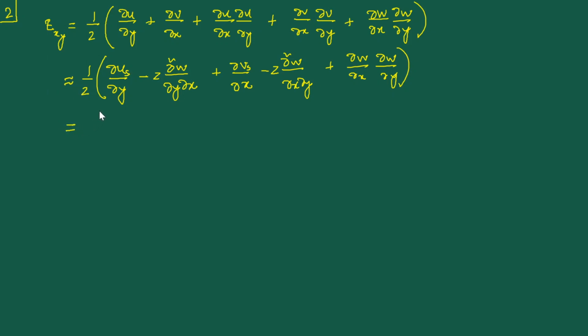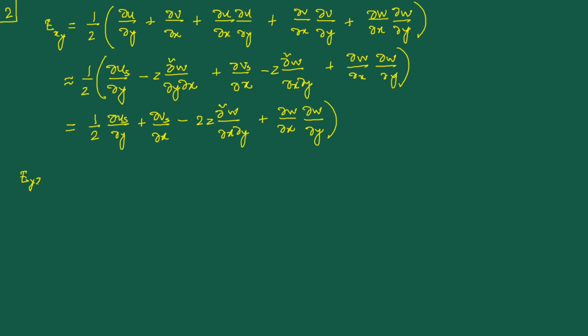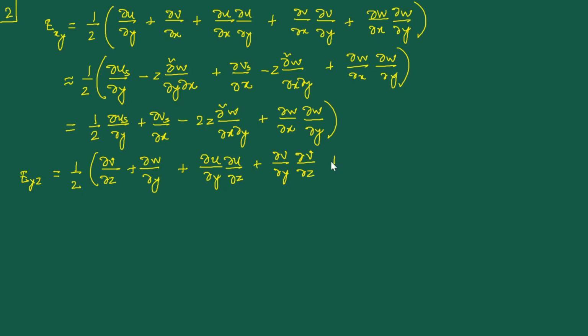Okay, so now this gets simplified to ∂us/∂y plus ∂vs/∂x minus twice z ∂²w/∂x∂y plus ∂w/∂x ∂w/∂y. Okay, next for eyz we have half of ∂v/∂z plus ∂w/∂y plus ∂u/∂y ∂u/∂z plus ∂v/∂y ∂v/∂z plus ∂w/∂y ∂w/∂z.